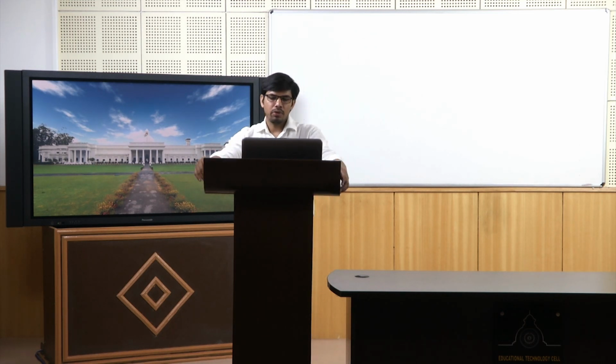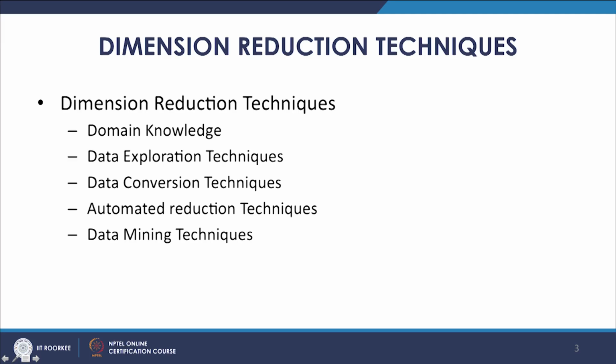Dimension reduction is also called factor selection or feature selection, and feature extraction in some domains, especially machine learning and artificial intelligence. So some other names are also being used. What are the different dimension reduction techniques that can be used? These are the few that we are going to cover: domain knowledge, data exploration techniques, data conversion techniques, automated reduction techniques, and data mining techniques.